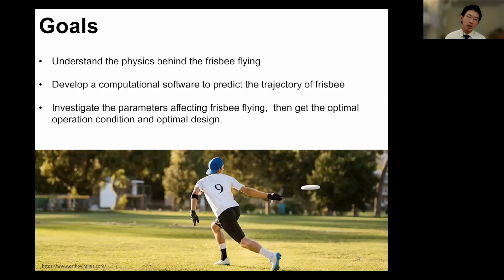So let's come up with our goals here. First of all, we need to understand the physics behind the Frisbee flight. Also, we need to develop computational software to predict the trajectory of the Frisbee. Eventually, we need to investigate the parameters affecting Frisbee flying, then get the optimum operation condition and optimal design.